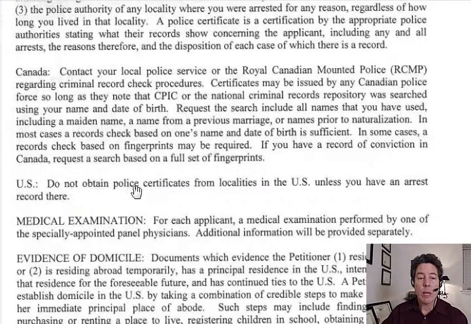And then the U.S. Do not obtain police certificates from localities in the U.S. unless you have an arrest record there. Right, because we don't really do that here. So when you moved around, you don't need a clearance for places in the United States.